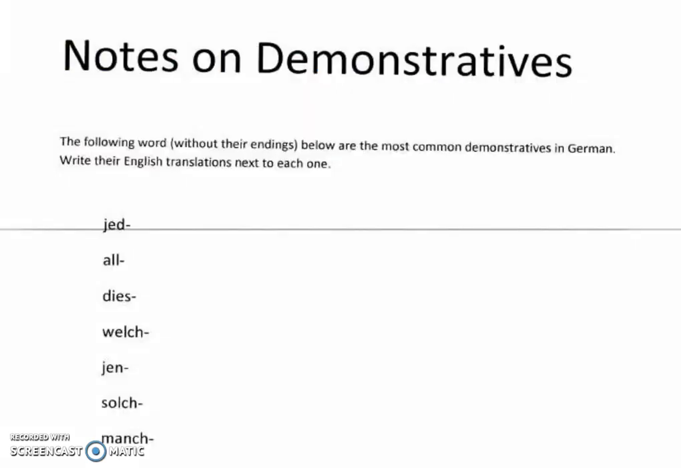So that was our introduction to demonstratives. Let's review some of what we learned already today. What I have below here are words which can't stand alone without an ending. The book introduced them as jeder, alle, dieser, welcher, with an ending on all of them, and they all do need endings. But this is the form that will take an ending when we figure it out by looking at that chart. So let's figure out what all of these mean.